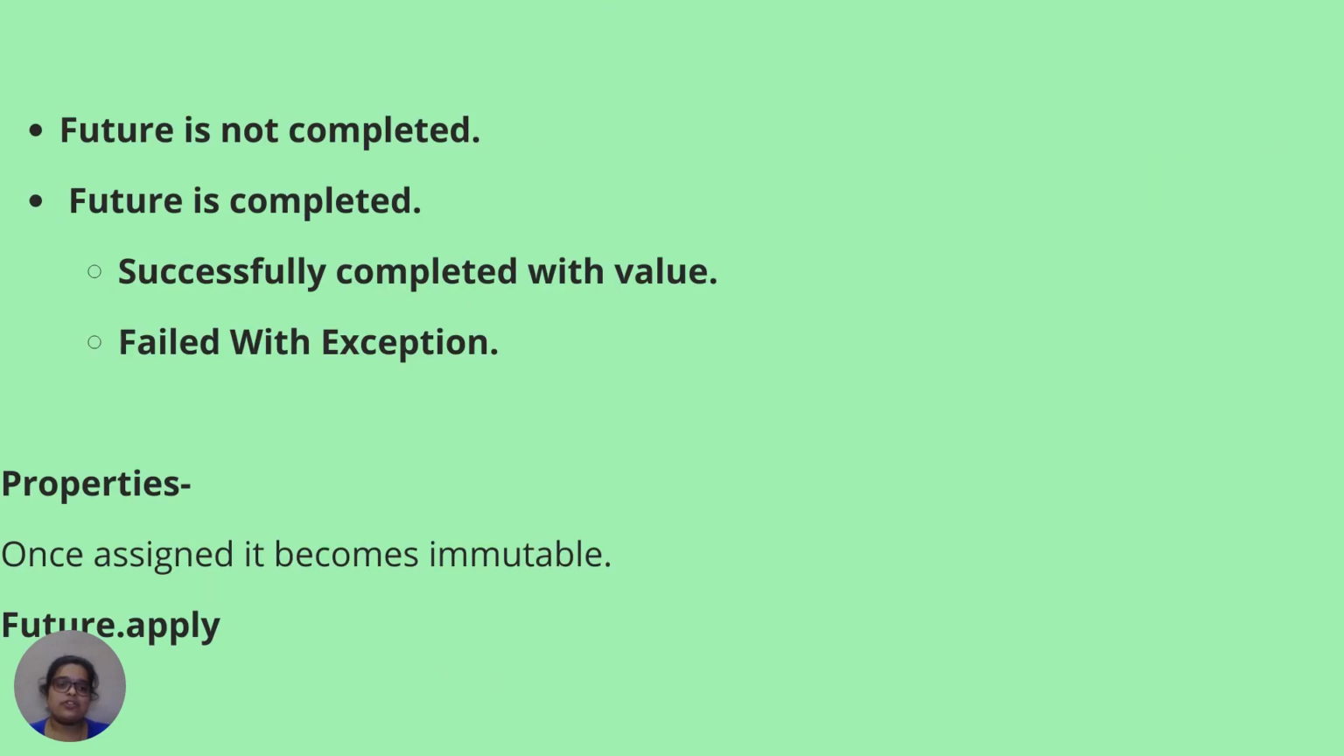If the computation of a future is not yet completed, we say that the future is not completed. If the computation has completed with a value or with an exception, we say that the future is completed. When a future is completed with a value, we say that the future is completed with that value. When a future is completed with an exception thrown by the computation, we say that the future failed with that exception.